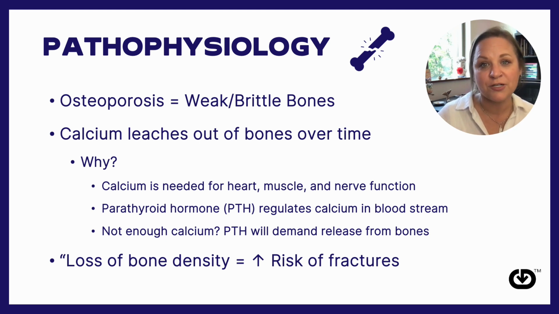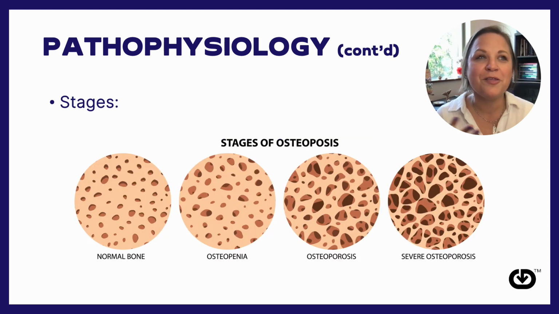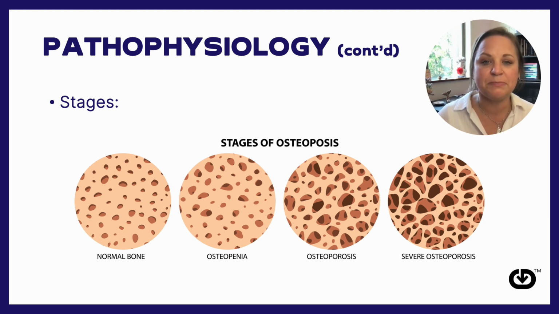Now, I want you to think about the bone matrix inside a bone as kind of like a Swiss cheese look. So our normal bone has some spaces inside the bone, and then as we move into osteoporosis, we see that there is less and less bone density because calcium is being pulled out. Now, the first stage of osteoporosis is called osteopenia. It just means low bone density, but not full osteoporosis. And then as it gets worse, the patients develop osteoporosis or even severe osteoporosis.